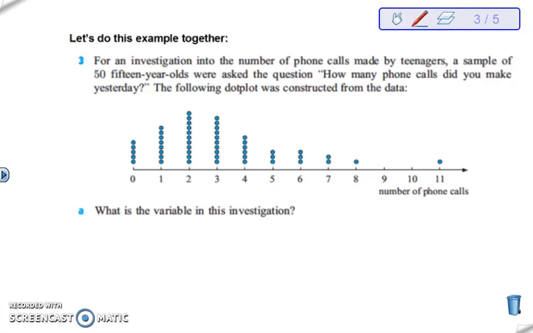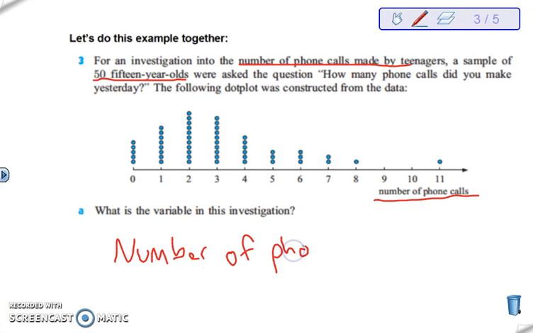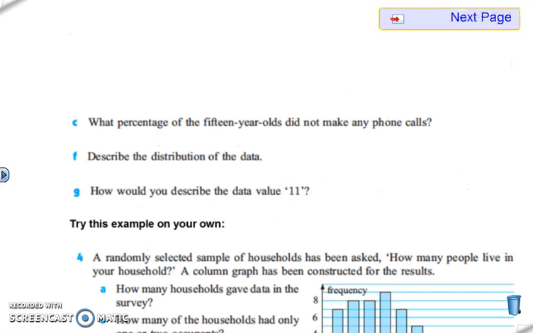what is the variable in this investigation? Well, we looked at the number of phone calls made by a sample of 50 15-year-olds. So the variable that we were counting is the number of phone calls. All right, so it says what percentage of 15-year-olds did not make any phone calls?